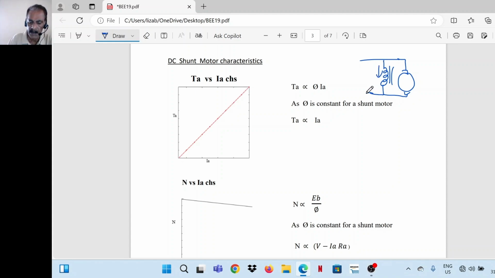Field current is constant. So once the motor is brought to rated speed, we don't do anything with the field circuit. So field current during the operation from no load to full load remains constant only. So phi is constant in this case, and torque is directly proportional to armature current. So torque versus armature current characteristics is a straight line, linear proportion.